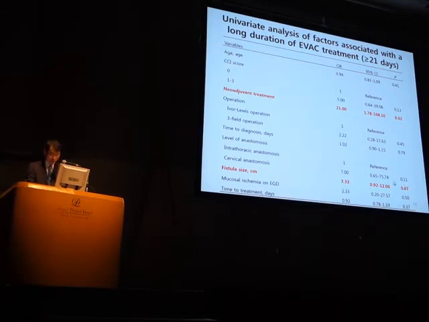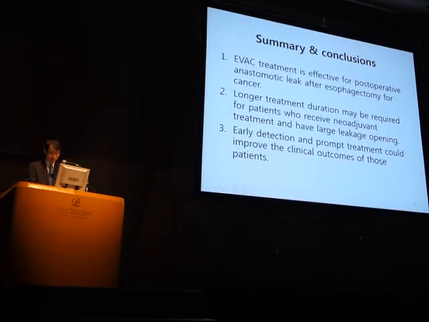I will summarize and conclude my presentation today. Endoscopic vacuum assisted closure treatment is effective for postoperative anastomotic leak after esophagectomy for esophageal cancer. Nonetheless, longer treatment duration may be required for patients who receive neoadjuvant treatment and have a large leakage opening. Therefore, early detection and prompt treatment could improve the clinical outcomes of those patients. Thank you for your attention.